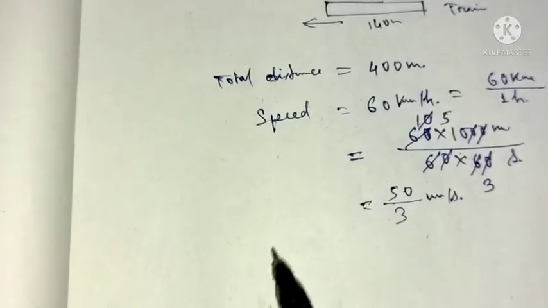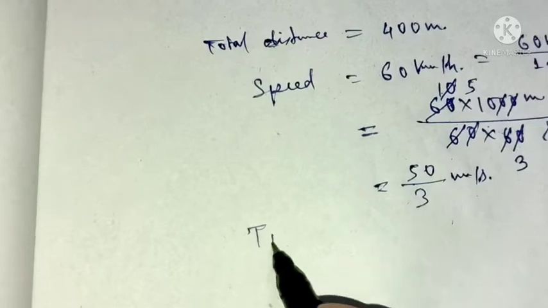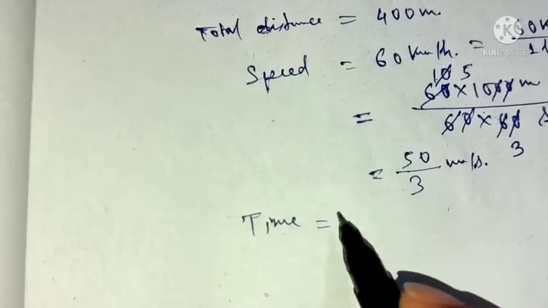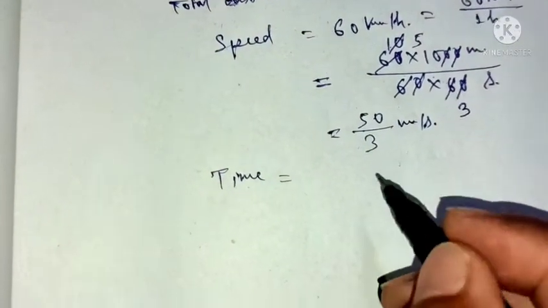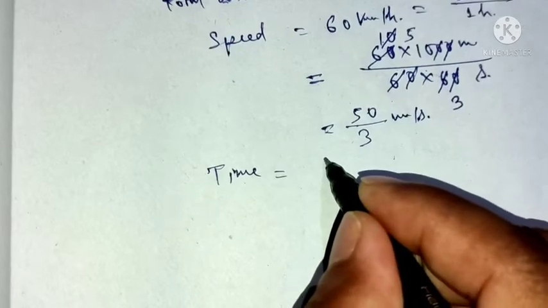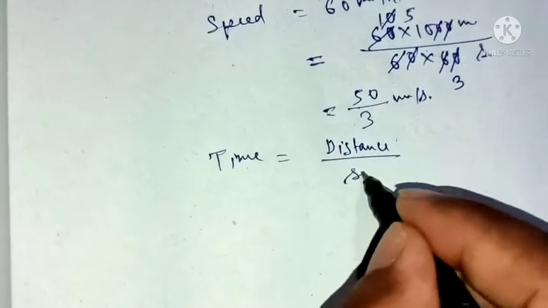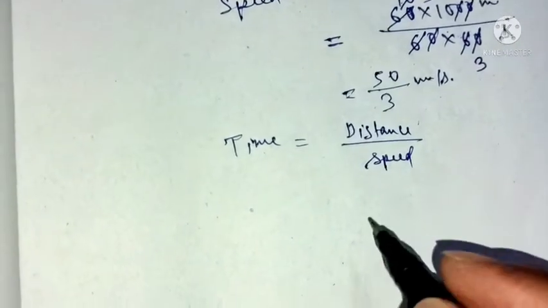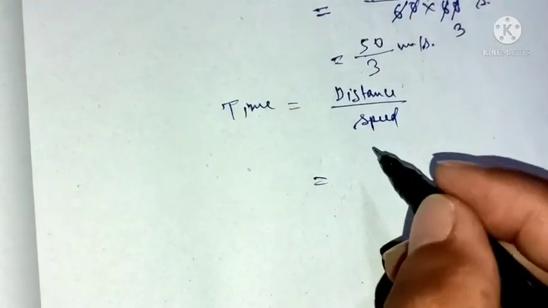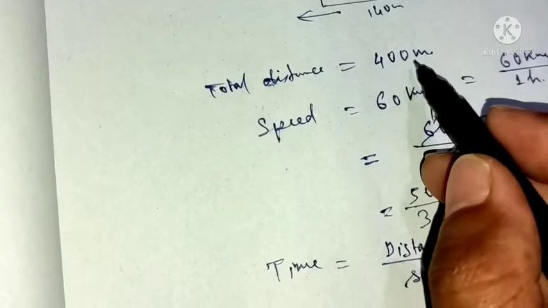Now we need to find time. So time equal to what? We have already discussed this also. Time equal to distance by speed. So distance हम लोग को मिला है कितना, ये 400 टोटल.